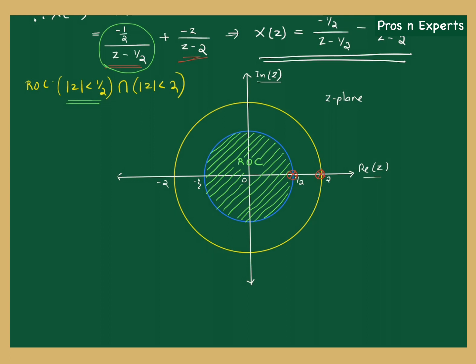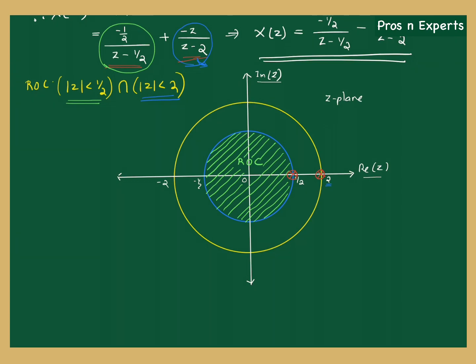Now there is one more term, which is minus z by z minus 2, whose pole is at 2, right? Again here also the signal is left sided. From the question it is very clear that both these signals were left sided. So the signal corresponding to this pole also is left sided. That's why we have obtained mod z less than 2. And how will you draw mod z less than 2? It is the region in the circle inner to the corresponding pole, which is 2.